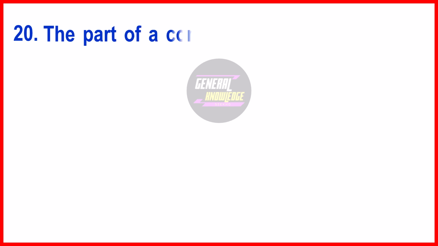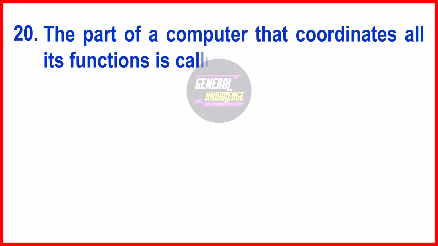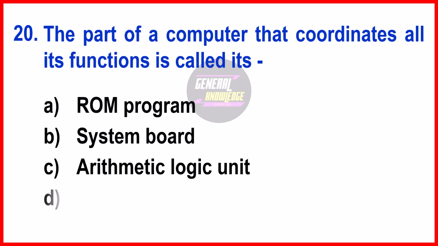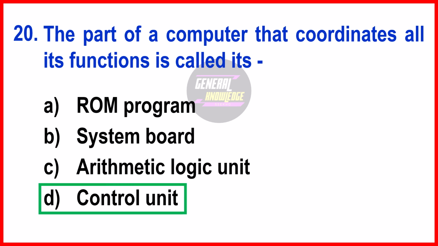The part of a computer that coordinates all its functions is called its. The right answer is option D, control unit. The control unit is a component of a computer's central processing unit that directs and coordinates the operations of the processor, telling other components like the memory, arithmetic logic unit, and input-output devices how to respond to program instructions.